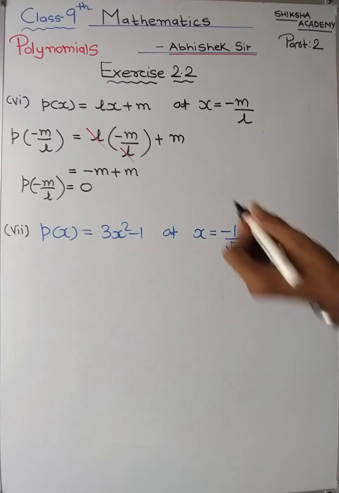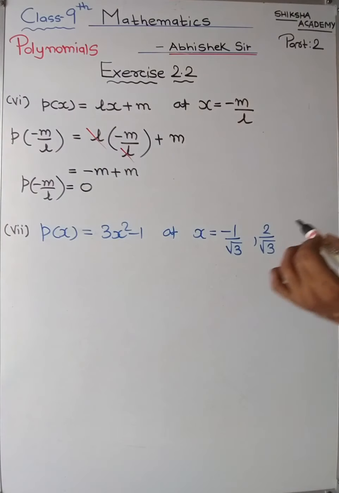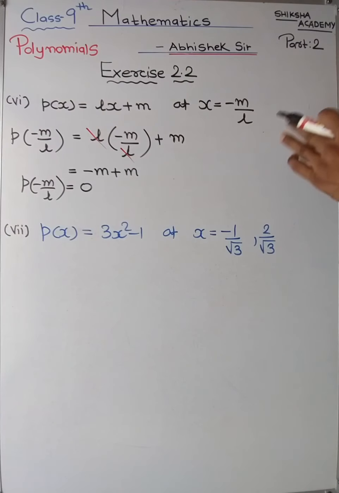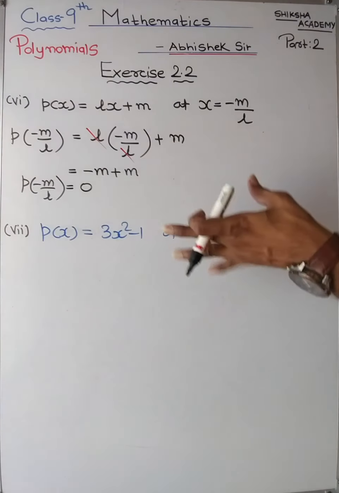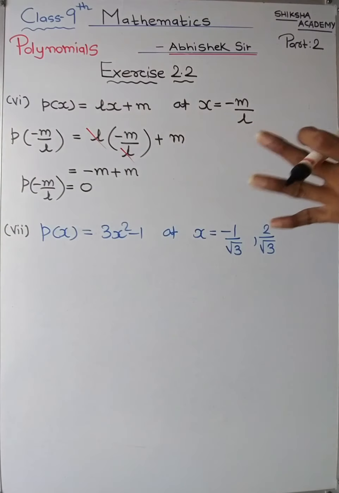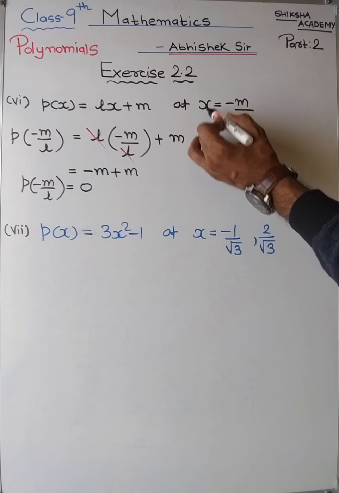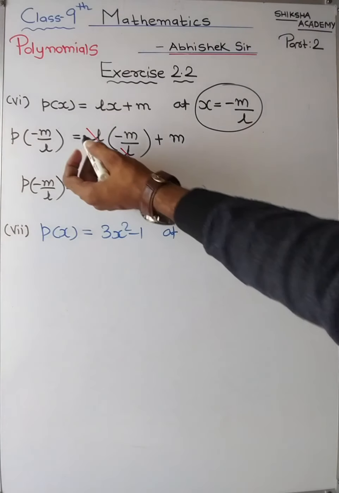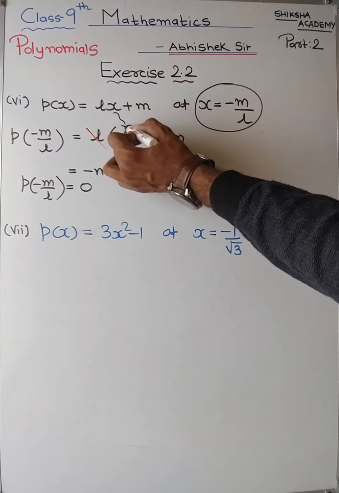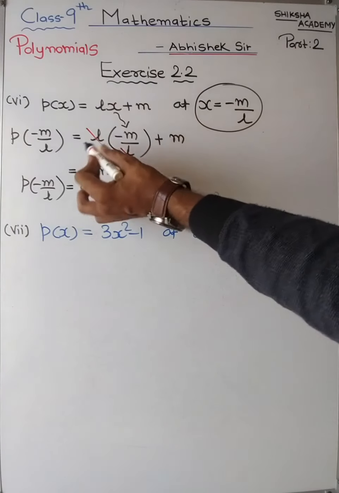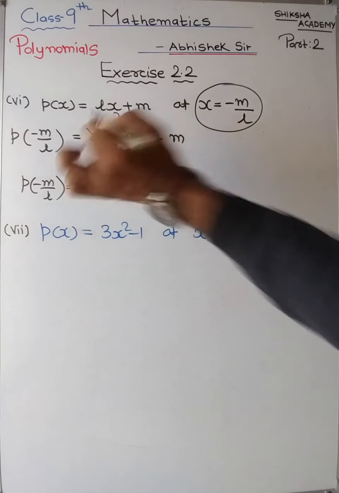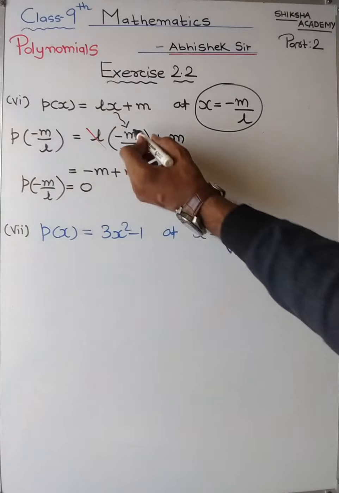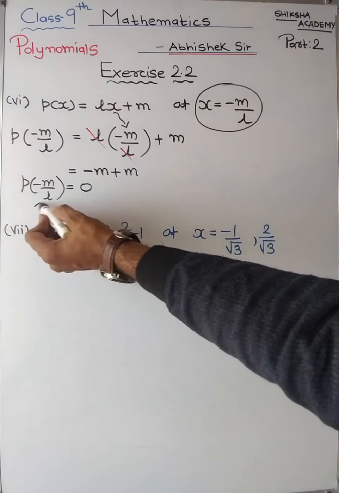says P of x is Lx plus m. Now this is a very special question, as we don't have any value but only variables. In that also we can find the zeros. So we have to put x equals to minus m by L and verify. So putting minus m by L in place of x, keeping everything same, L will be cancelled, so it will be minus m plus m is 0.